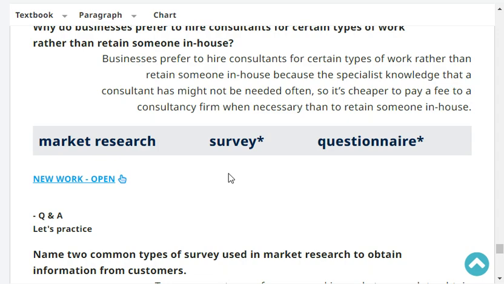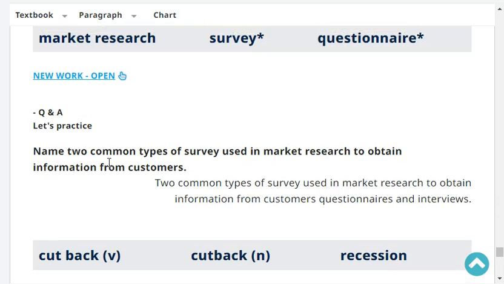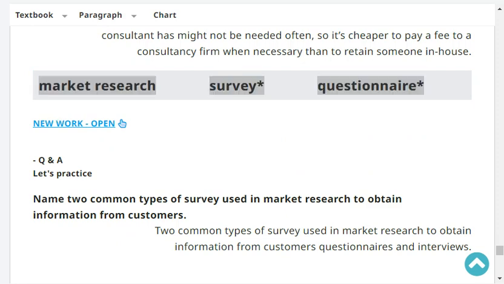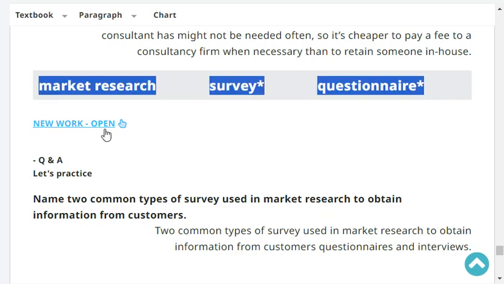Let's have new work. Okay, let's start again. Repeat: market research, survey, questionnaire. Very good. Okay, listen.